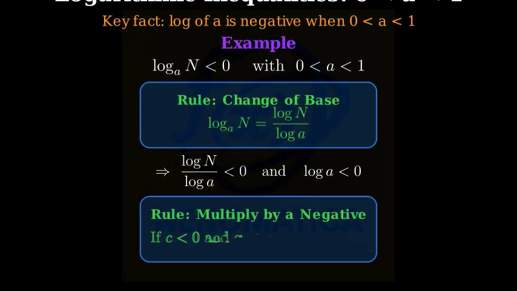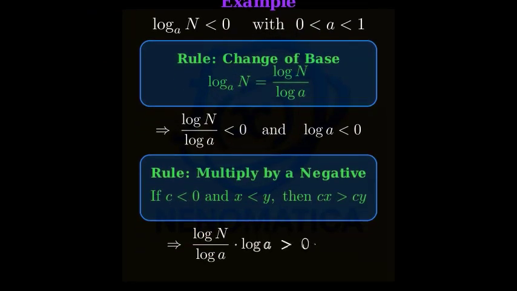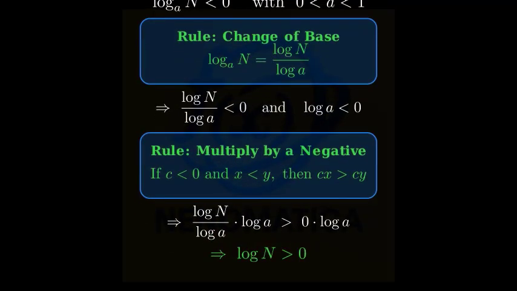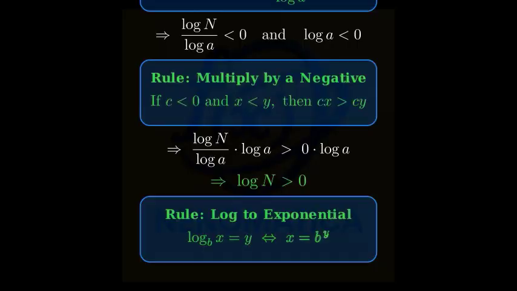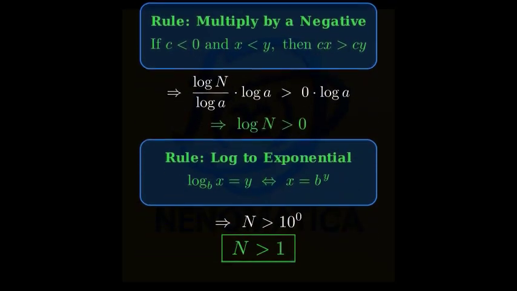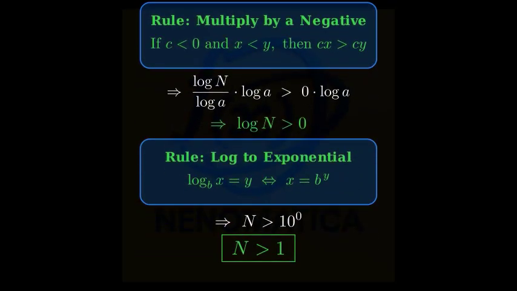Step 2. Multiply both sides by log of a. Since log of a is negative, the inequality reverses direction. Step 3. Convert to exponential form with base 10 to remove the logarithm. Log of n greater than 0 means n is greater than 10 to the 0, which equals 1. Therefore, n is greater than 1. That completes the first case. When log base a of n is less than 0, the solution is n greater than 1.